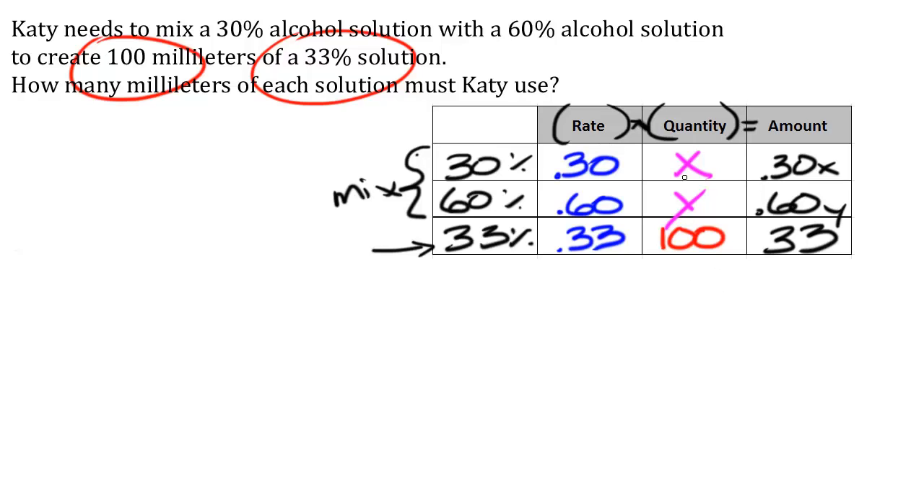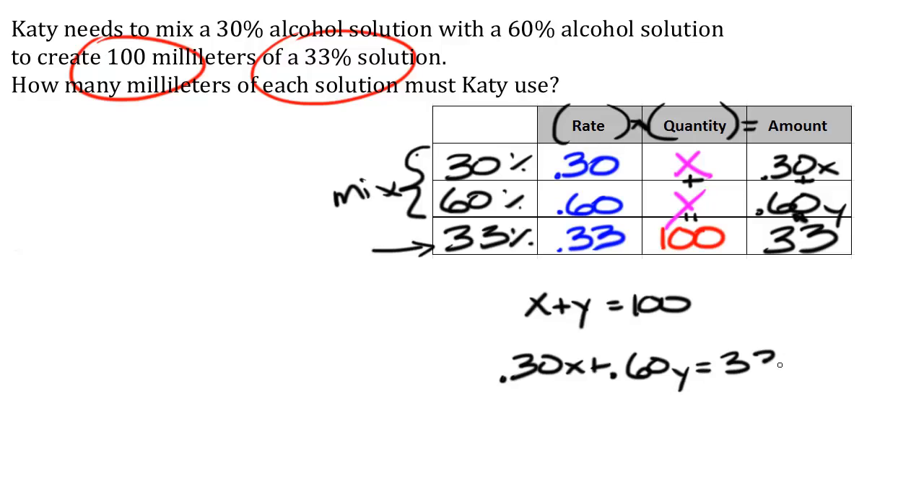And then the equations, if I create the table correctly, always just come from the table in this way. I add these first two rows to equal the last row. And this only happens in the quantity and amount columns right here. And so my two equations: from the quantity column, I have x plus y equals 100. And in the amount category, I have 0.30x plus 0.60y equals 33.